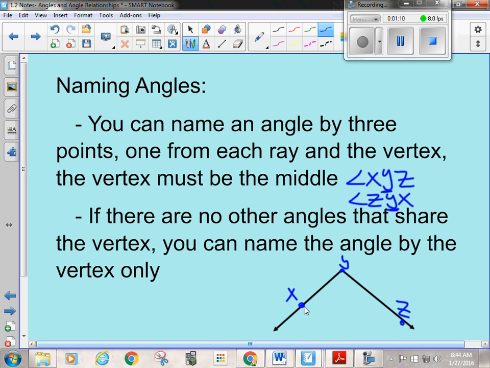If there are no other angles that share the vertex, you can name the angle by the vertex only. So this angle here, we could also call it angle Y. But if we put a line here, now we actually have two angles. We put a letter Q here. Now we will need to name them angle X, Y, Q, or angle Q, Y, Z. Again, Y is still the vertex for both of those two angles, in addition to our original X, Y, Z, but we can't call one of them just angle Y because it's the vertex for multiple angles.